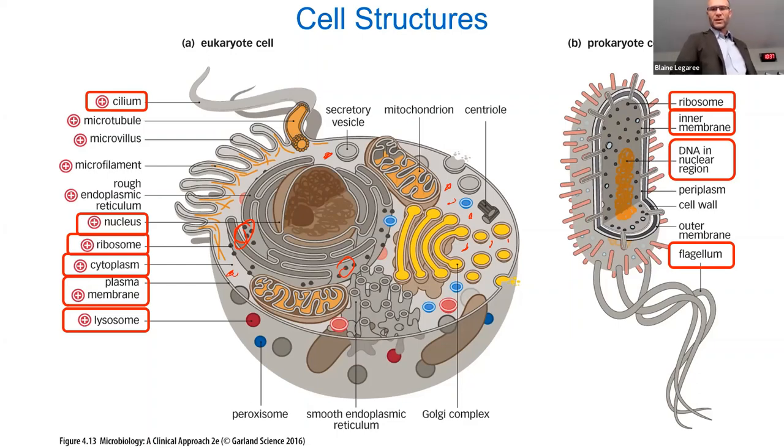So you can see these cells also have cilia, it's mentioned here on the eukaryotic cell, and a flagellum mentioned here on the prokaryotic cell. Cilia is here and flagellum. Eukaryotic cells can also have flagella. Flagellum is one, flagella is plural. So we'll talk a lot about flagella and flagellums. We'll talk a lot about them in future lectures. But they're basically there for helping these things to swim around.